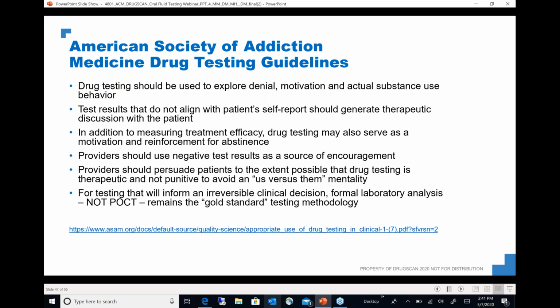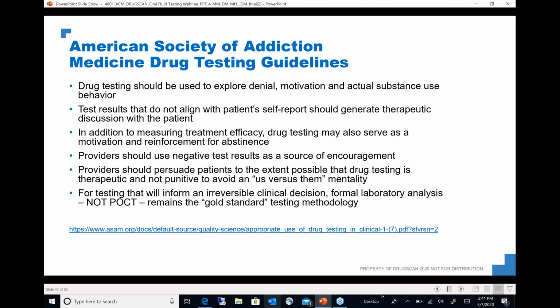I found that to be very profound and not as relevant as I'd like it to be. Providers should use negative test results as a source of encouragement. Providers should persuade patients to the extent possible that drug testing is therapeutic and not punitive, to try to avoid an us versus them mentality. Many individuals in programs who are required to give urine and now more often oral fluids really do look at it as a punishment. And this is something that ASAM is trying to change.